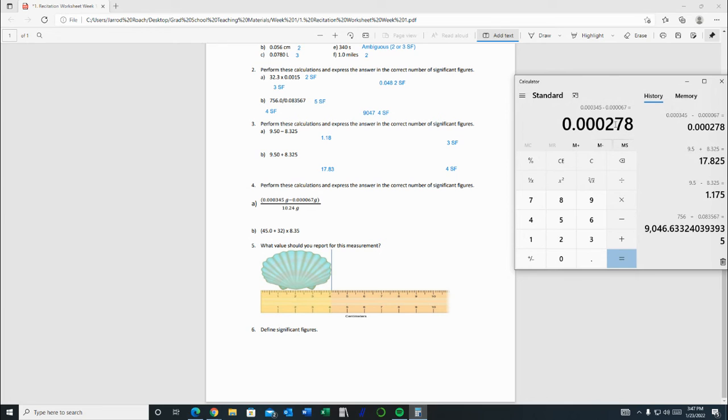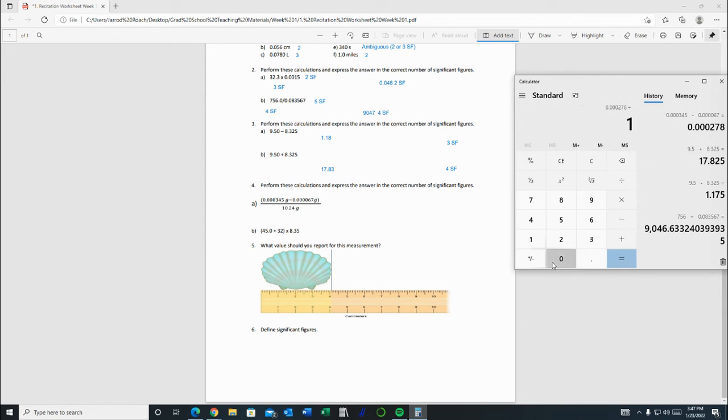But now we need to count how many sig figs we have here. Our leading zeros do not count, so we have 1, 2, 3 sig figs. So now we're going to do a multiplication division. And so this has 3 sig figs, and our other number, 10.24, has 4 sig figs. So our answer should have 3 sig figs as a result.